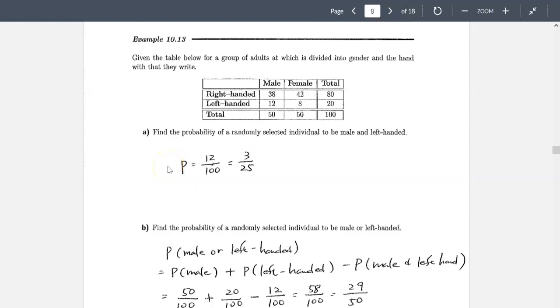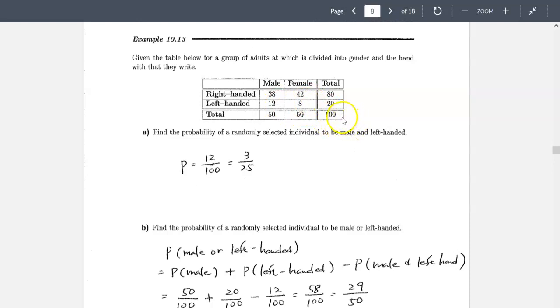Continue with the example with a contingency table. So the first thing we want to do is study this table real quick. We have male, female, and right-handed and left-handed. So we interview 80 right-handed people: 38 were male, 42 were female. And the same thing, we interview 50 male, 38 is right-handed, 12 is left-handed.